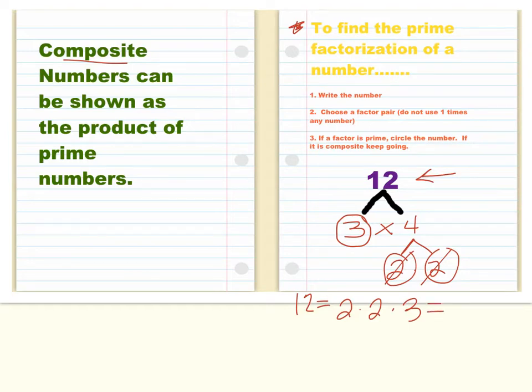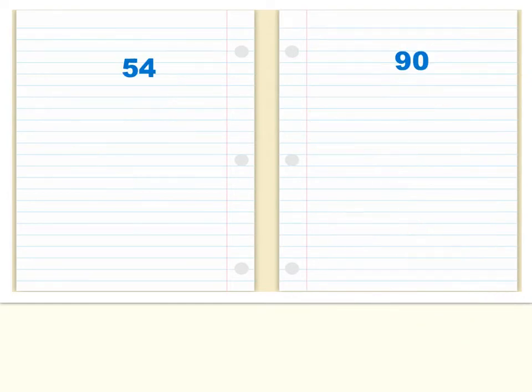But I want to write it in simplest form, so that's going to be 2 to the second power times 3, because I want to use exponents at the very end if I can. So the prime factorization of 12 is 2 to the second power times 3. Okay, so let's do another one.